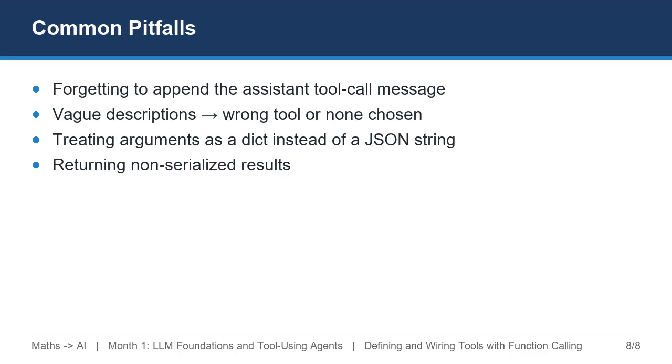Finally, watch for these common mistakes. Forgetting to append the assistant's tool call message before the tool result is the number one bug. Vague descriptions lead to poor tool selection. Remember, arguments arrive as a JSON string and must be parsed. And always serialize your return values. Avoid these and your function calling agents will be robust and reliable.